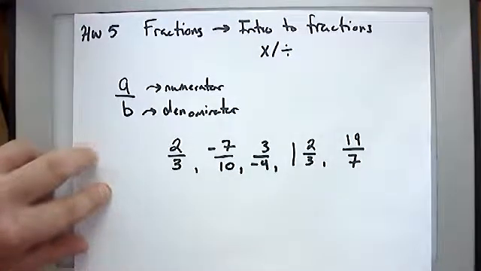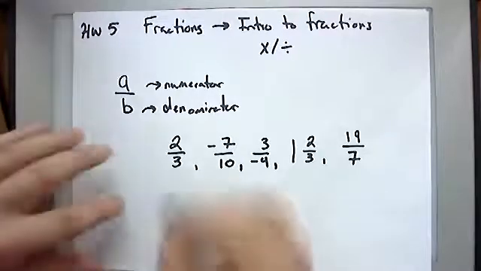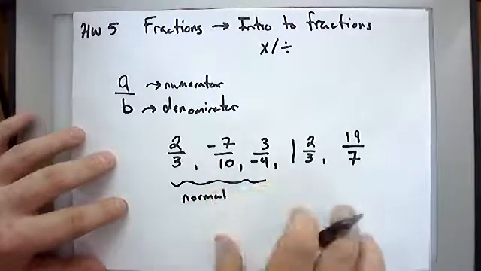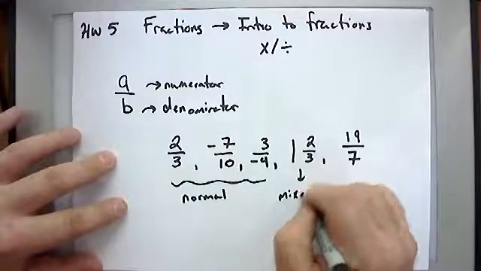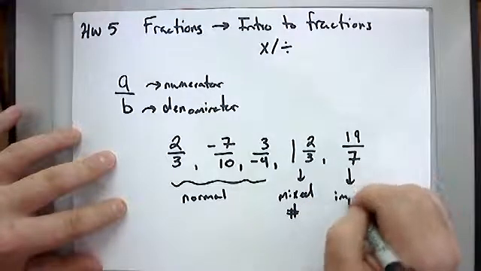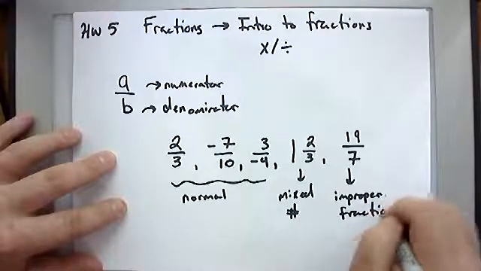Improper is sort of a poor choice of words here, in my opinion. It implies that there's something wrong with it. There's not anything wrong with it. So we'll put normal under these, even though we don't really use the term normal fraction. This one here is a mixed number. And this one here is an improper fraction. But again, improper really meaning top heavy, not so much a problem.